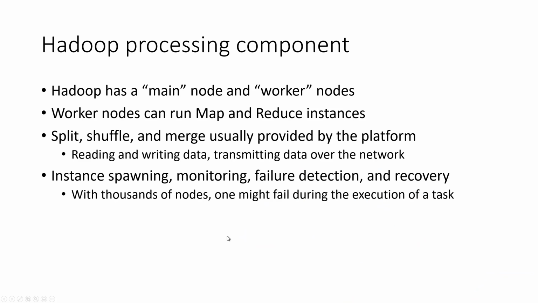Also, Hadoop takes care of spawning map and reduce instances during the shuffle. It monitors that the map and reduce instances are running okay, and it detects failures. If a failure is detected, it automatically restarts the processing that was impacted by that failure. So we don't need to care about some server crashing while our job is running.